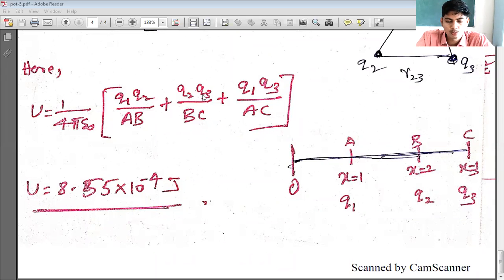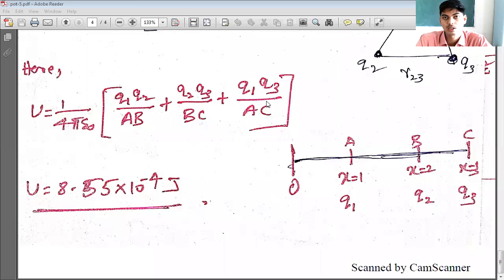Next, Q2 Q3 divided by BC. We know BC is also 1 centimeter, the distance between B and C is 1 centimeter. Next, Q1 Q3 divided by AC, the distance between Q1 and Q3, and that will be equal to 2 centimeter. So we get Q1 Q2 divided by 1 centimeter, Q2 Q3 divided by 1 centimeter, and Q1 Q3 divided by 2 centimeter.